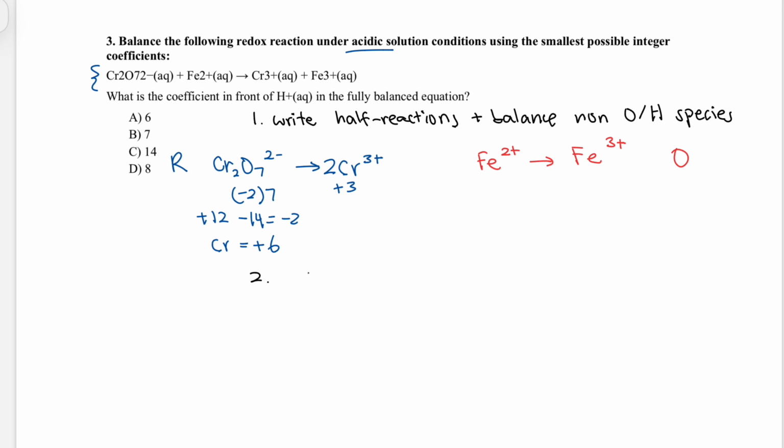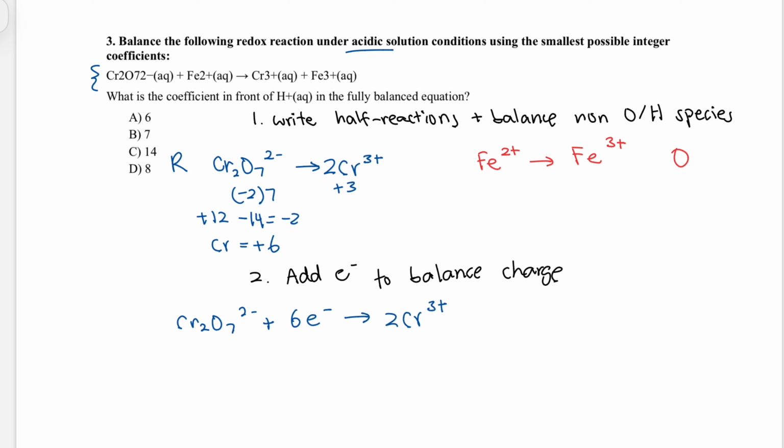Step 2 is we want to add electrons anywhere we need in order to balance the charges. So for my reduction reaction in blue, we're going to add 6 electrons because we have an oxidation number difference of 3 between the two Crs, but then we have 2 Crs, so we have to multiply that by 2. So we add 6 electrons. And then that's how we balance the charge.